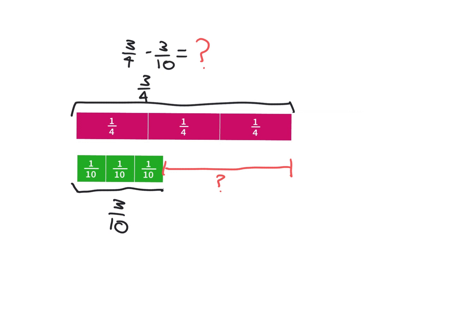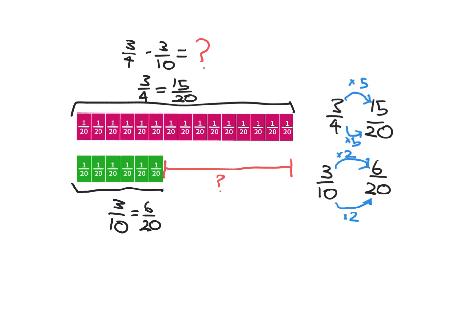To compare these fractions, we need to find equivalent fractions with like denominators. What common or like denominators could we use? We know that 4 times 5 is 20, and 10 times 2 is 20, so let's use 20 as our common denominator. The next step is to find the equivalent fractions of 3/4 and 3/10 with the common denominator of 20. When we multiply the numerator and denominator of 3/4 by 5, we get 15/20. And when we multiply the numerator and denominator of 3/10 by 2, we get 6/20.